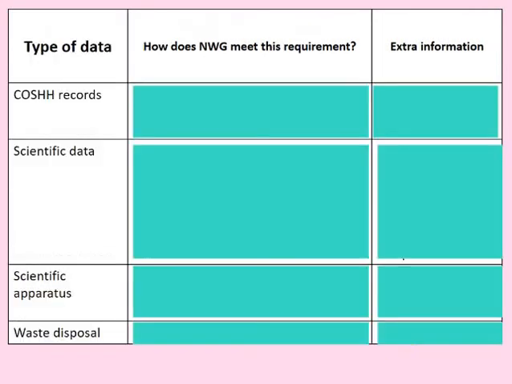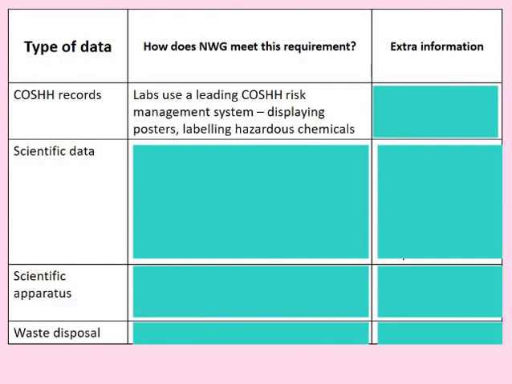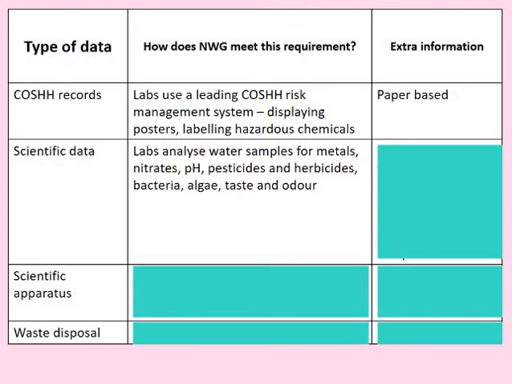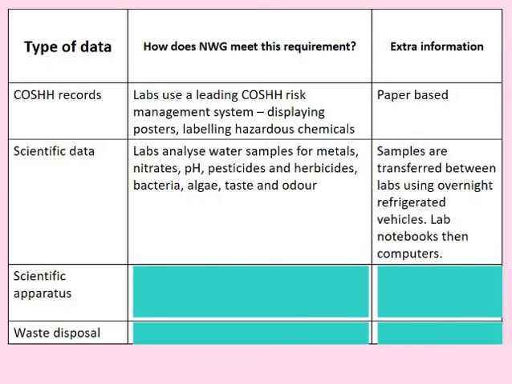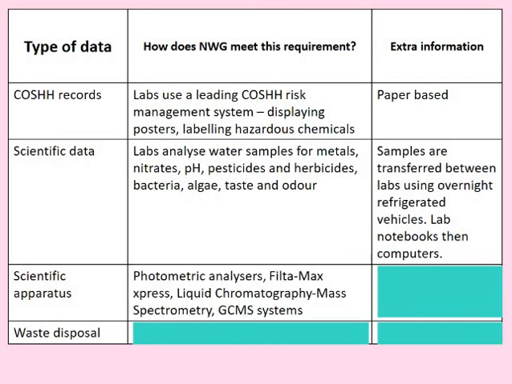So an example of that is, when you look at the cost records, in the booklet it says that the labs use a leading cost risk management system, and so they display posters and they label their hazardous chemicals, and that's paper-based for them. In terms of the scientific data they collect, they look at analyzing water samples for metals, nitrates, pH, pesticides, herbicides, bacteria, algae, taste and odor. And an interesting thing about this is that samples are transferred between the labs. They have 3 different labs and they use overnight refrigerated vehicles for that. Lab notebooks and computers are used.